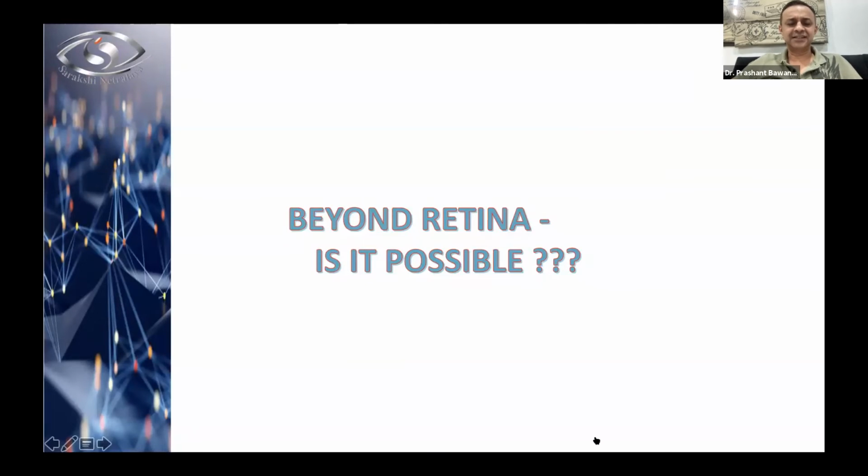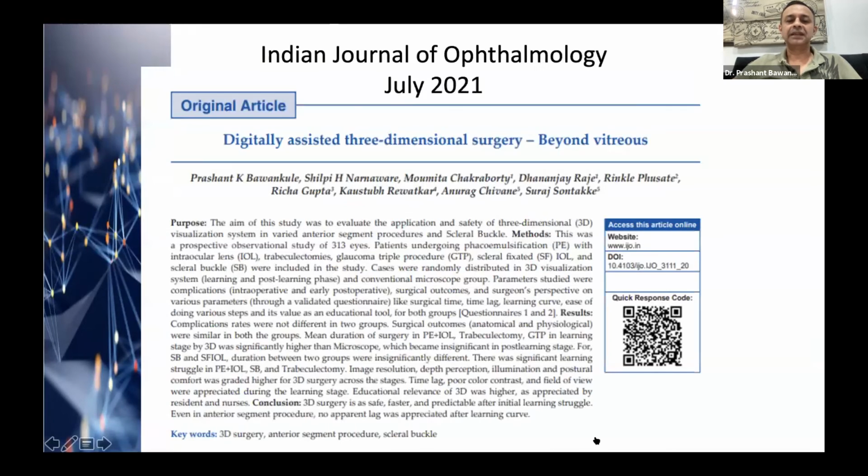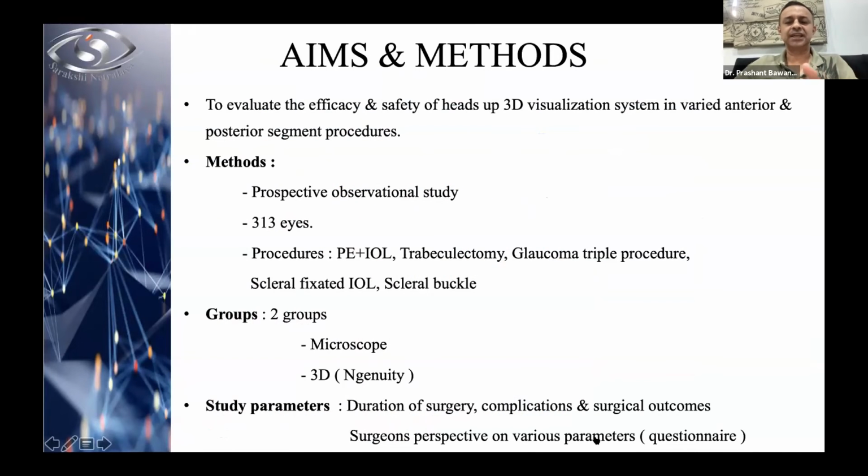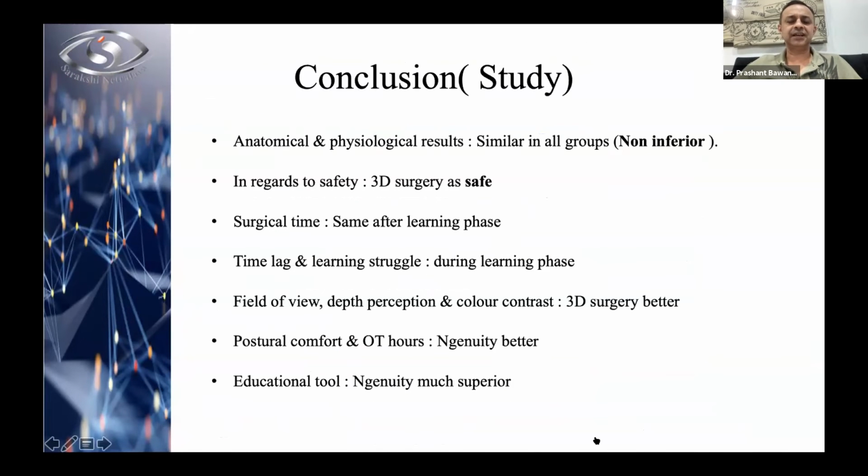Well, as a retina surgeon, if you also have an anterior segment surgeon sharing your OT, does this system come in the way of anterior segment? No. This is our article which got published in IJO, about the use of 3D system beyond vitreous, even in anterior segment procedures. This was the aim where we studied, and what we concluded was that with the 3D system or a digital system, anatomical and physiological results are similar in both groups. It is non-inferior to microscope.